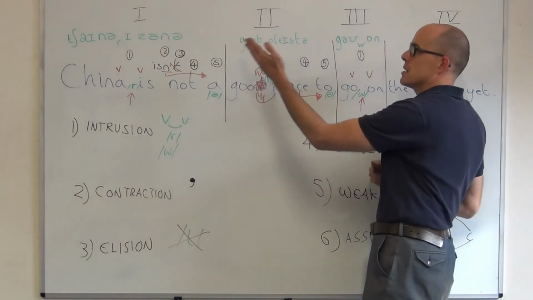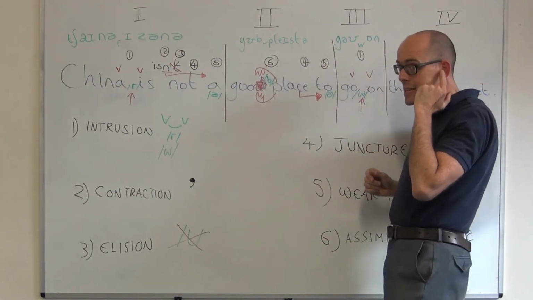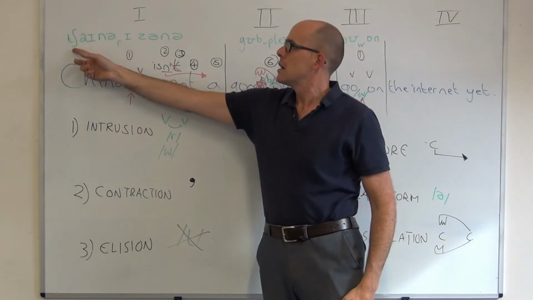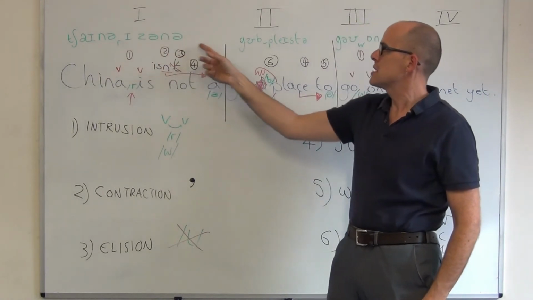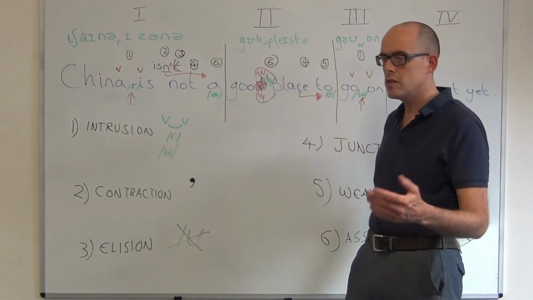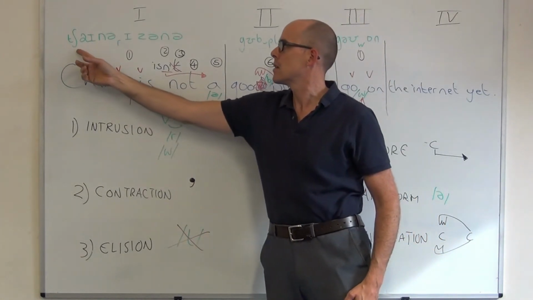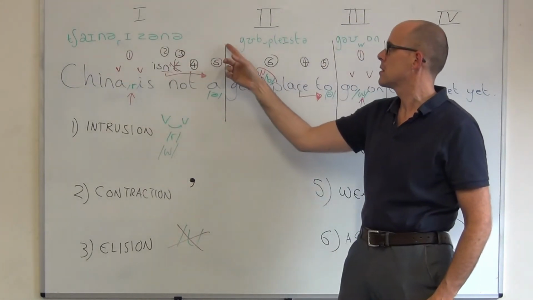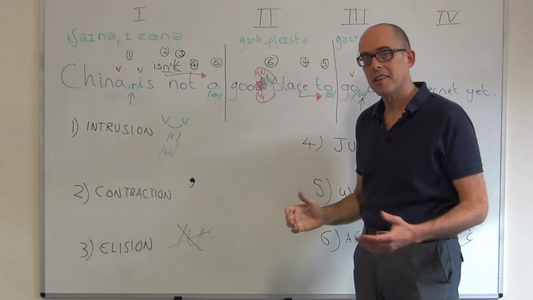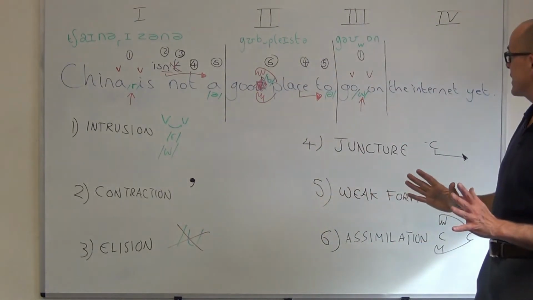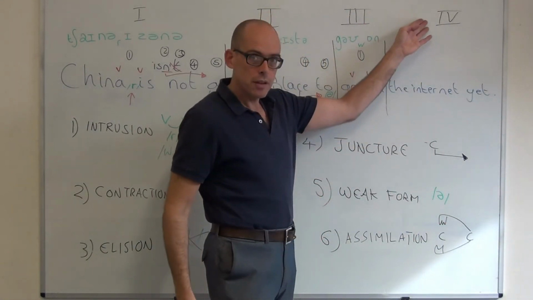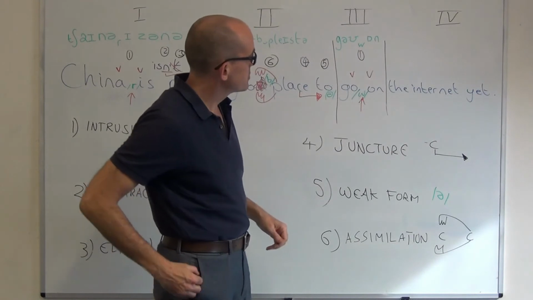And now 1, 2, and 3. Listen and repeat after me. China isn't a good place to go on. Now you try. Okay, we're nearly there. There's one more, sound word number 4.